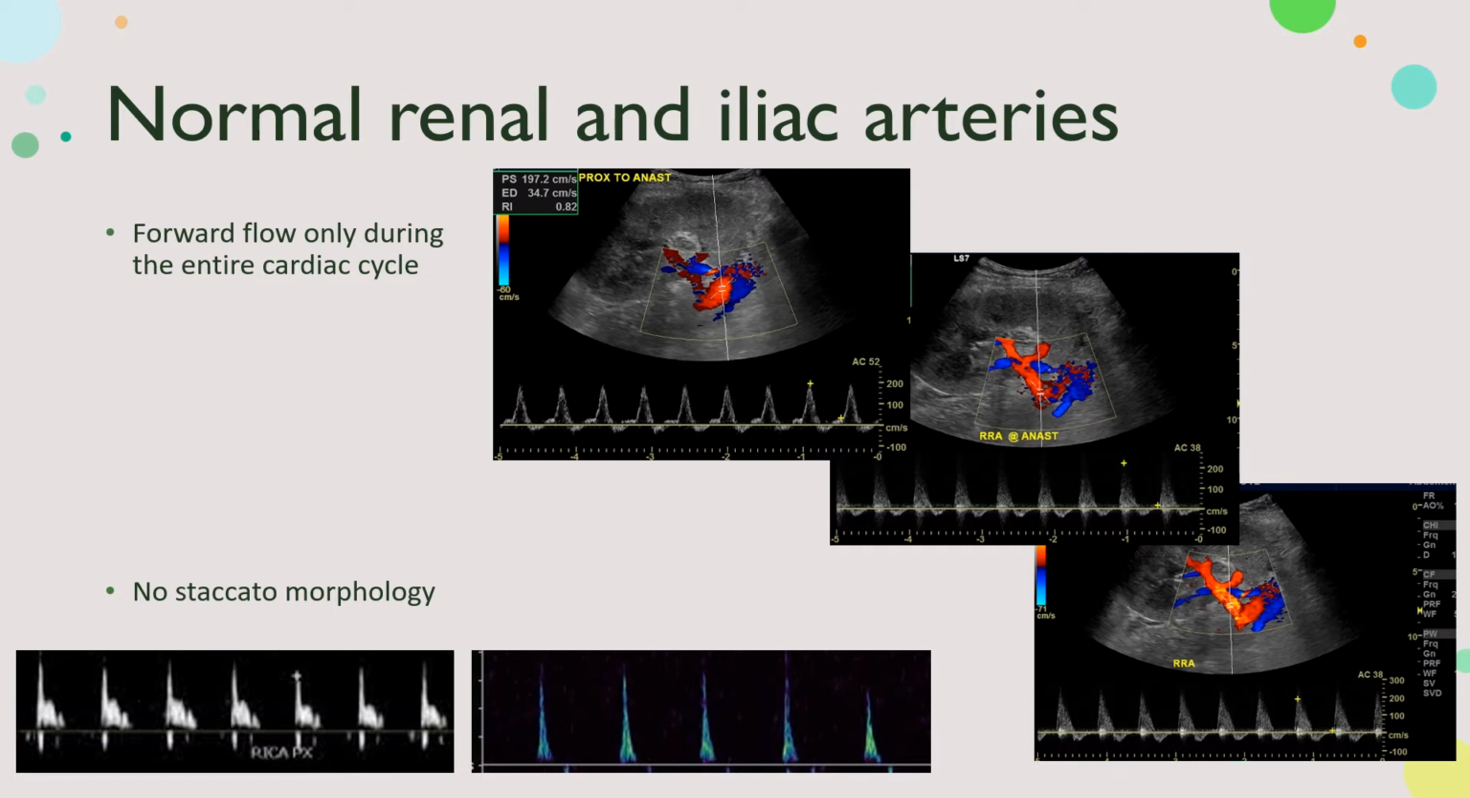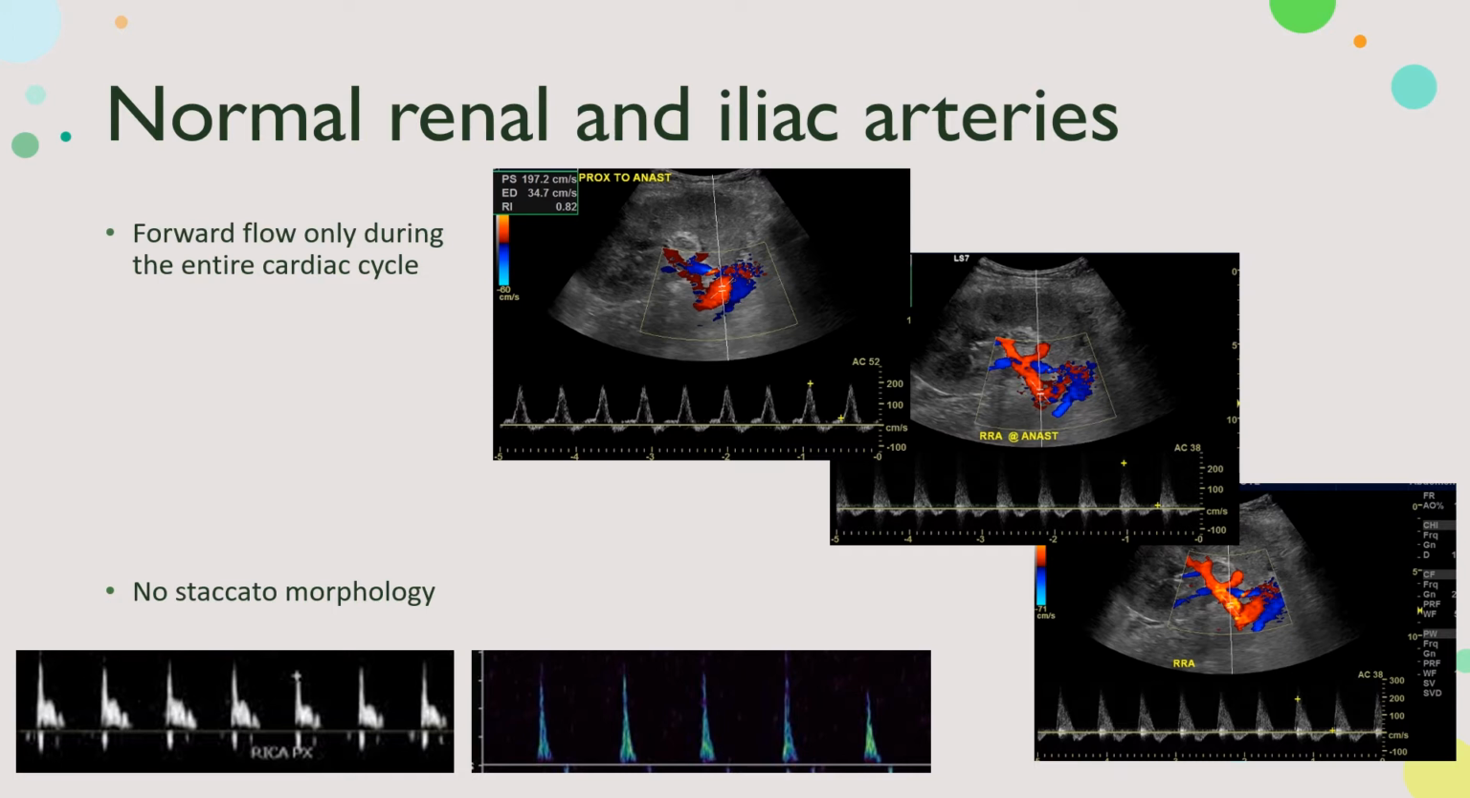So if you need to think of an RI, it really should be about 0.8 to 0.85 within the renal artery. Now, we don't report that. We don't use that. But if you can't remember, there should always be forward flow. Think of the RI of the renal artery. It should be 0.8 to 0.85. Even 0.9 is fine as long as there's forward flow.